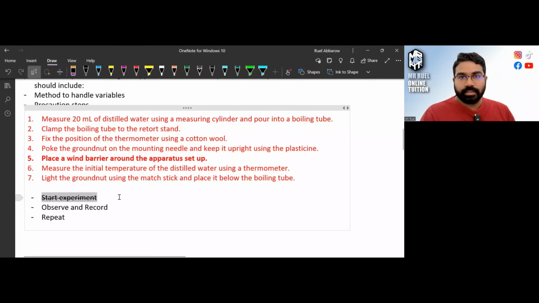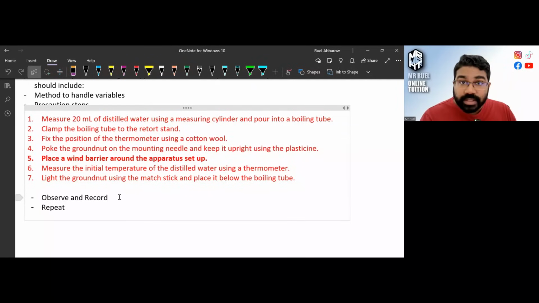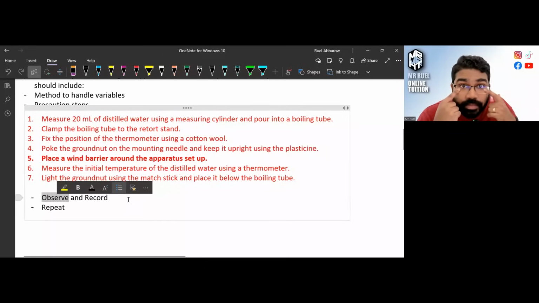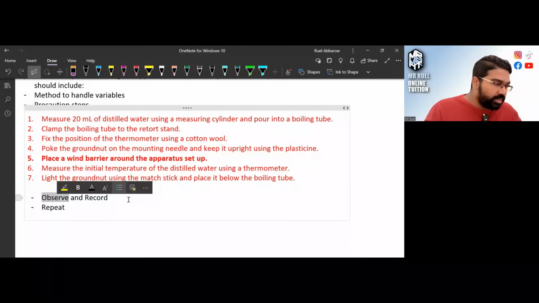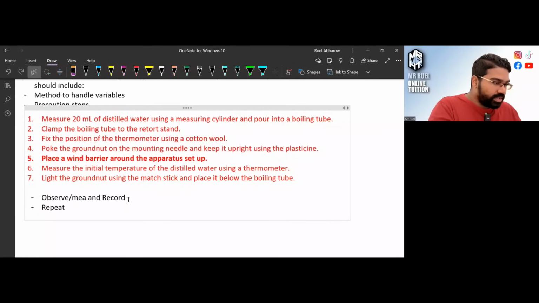After you start the experiment, what's the next step? Now you need to start collecting your data, isn't it? Observe and record. You must always state observe and record. Observe here does not necessarily mean just an observation. The observation could be a measurement. If that's the case, then it will be measure and record. Data collection time.